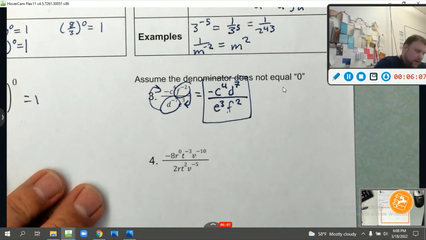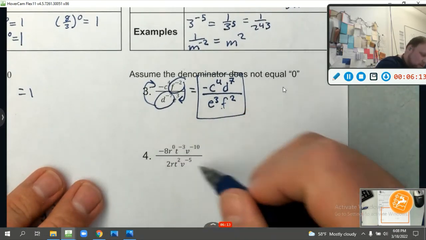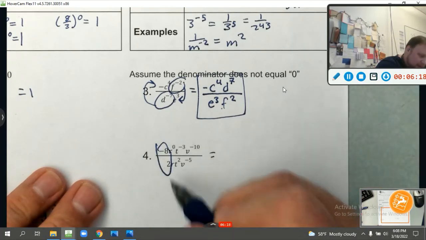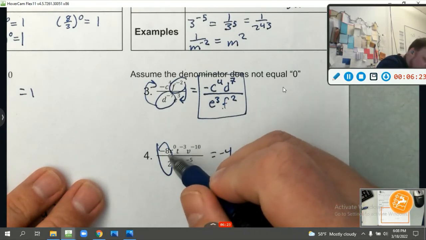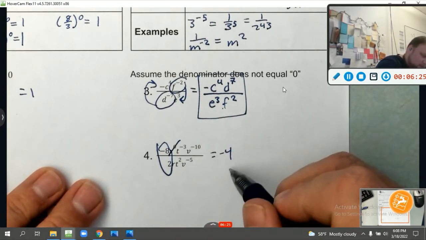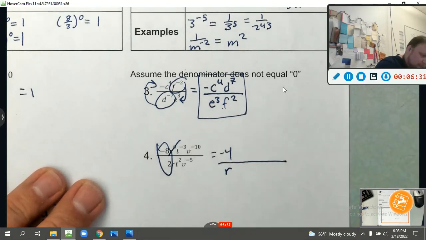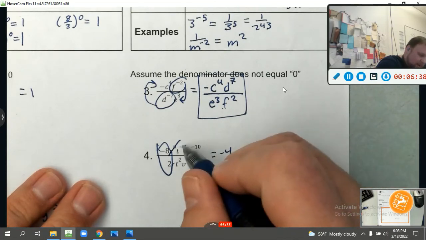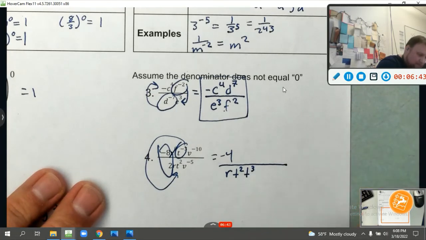Last but not least, let's go down here to this one. So what am I going to end up with? Well, here's how I'm going to handle it. Negative 8 divided by 2 is going to be negative 4. I've got r to the 0. Boom. That's gone. That's just 1. So we're going to be left with on bottom an r. Up top, I have t to the negative 3. Okay? So on bottom, I have t squared. So we're going to leave that t squared there. And I'm going to take that t to the negative 3, and I'm going to move it down there next to the t squared. So now it's t cubed.